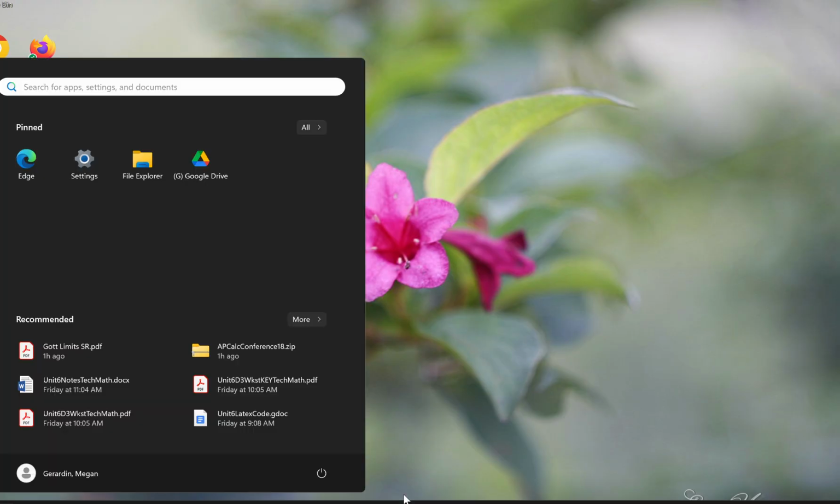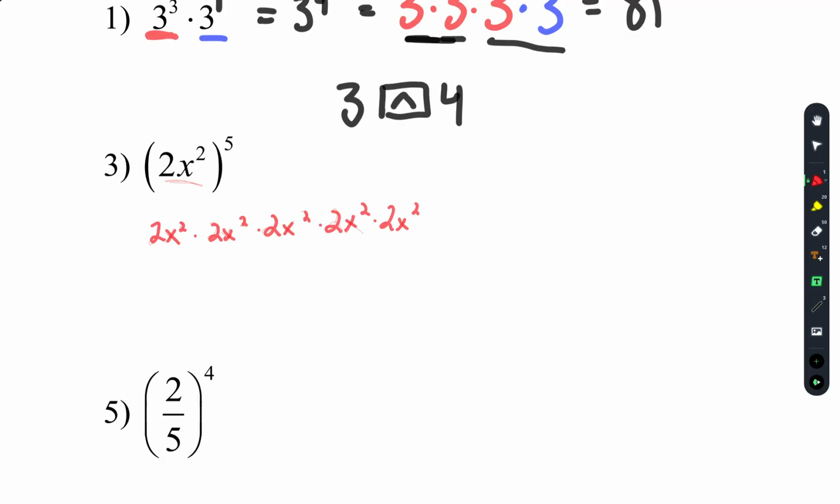Wow. It sometimes randomly does that, so that's fun.